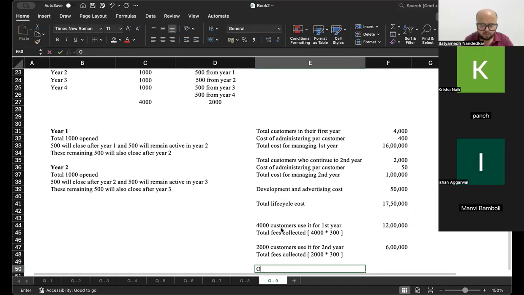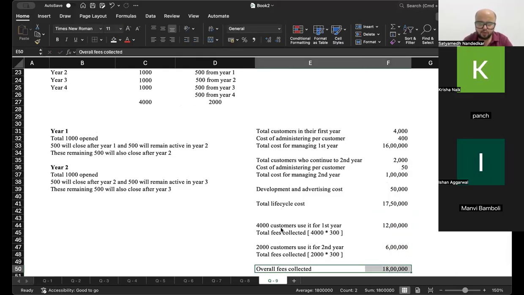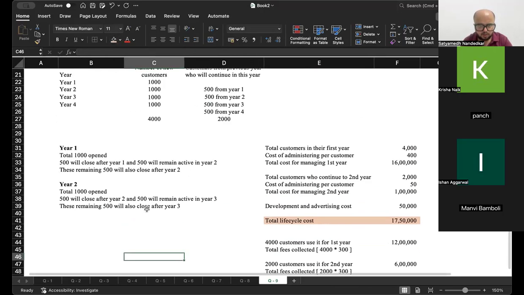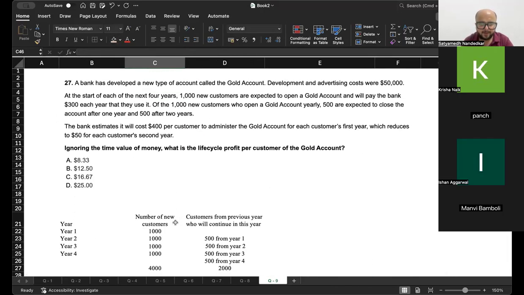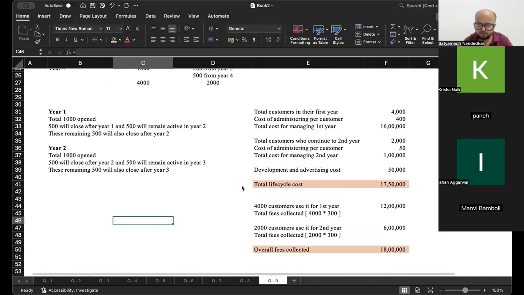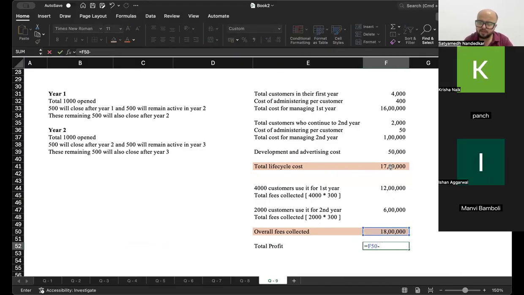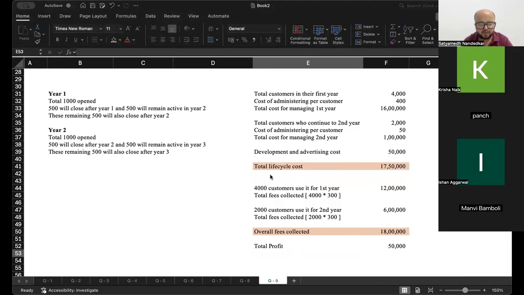Now overall fees collected 12,000 plus 6,000. Now you have total fees here. You have total life cycle cost here. What is the total profit? Tell me. 50,000, right? Total profit 18 lakh minus 17 lakh 50,000, which is 50,000.